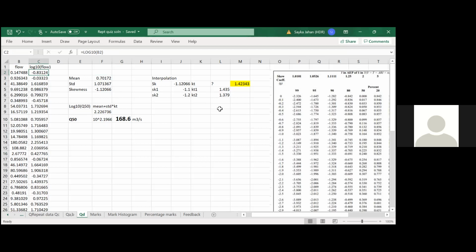Some of the students made a mistake in reading the K value here. Here we got 1.12, so we have to choose two numbers: one below 1.12 and one slightly above 1.12, just near that value, the lower value and the upper value. Some students made mistakes reading the K values from the table. Here we got the interpolated value 1.42343, from the equation mean plus standard deviation times K. Then we transformed the log 10 values back to normal values, and the number will be 168.6 cubic meters per second.